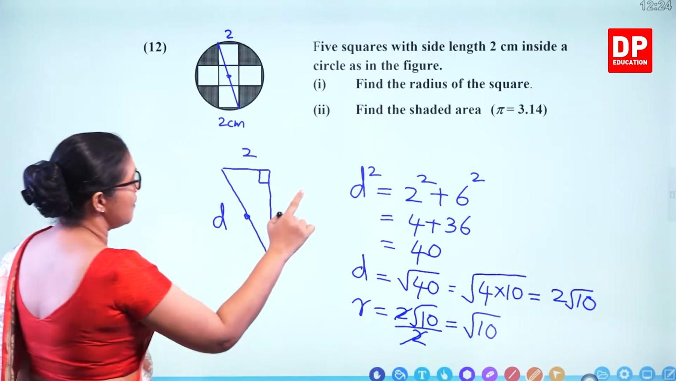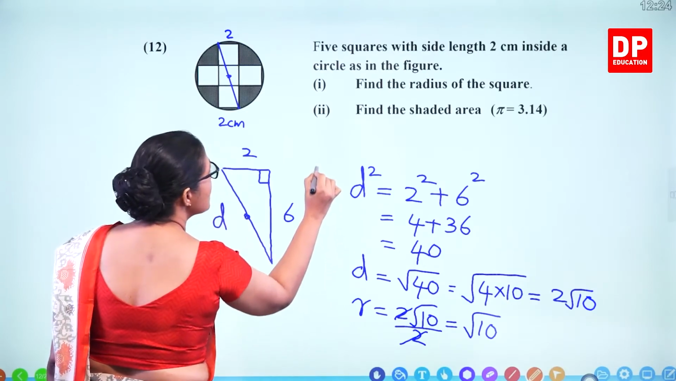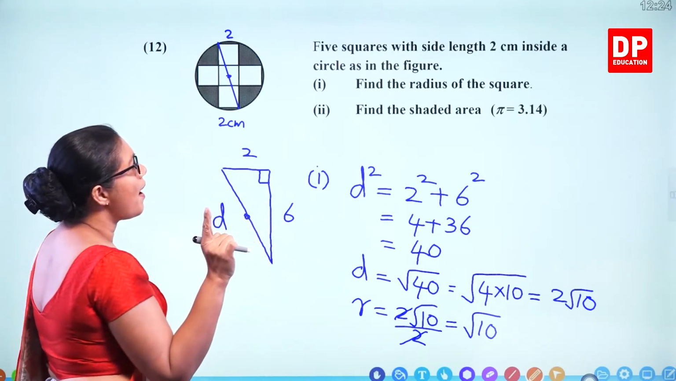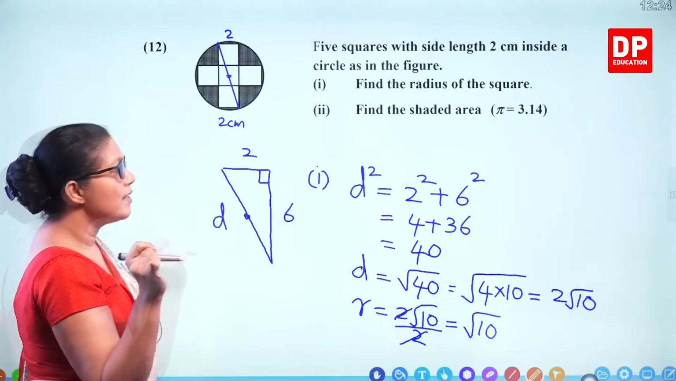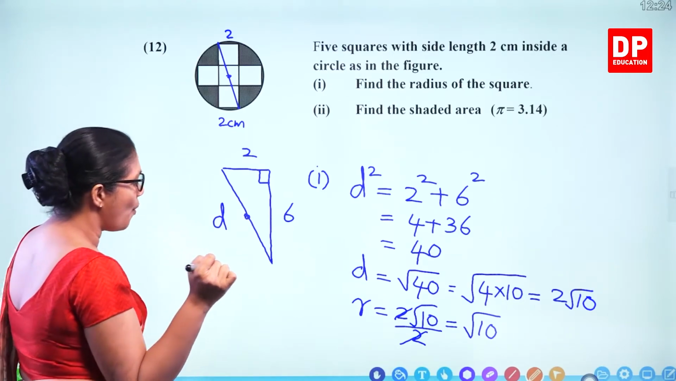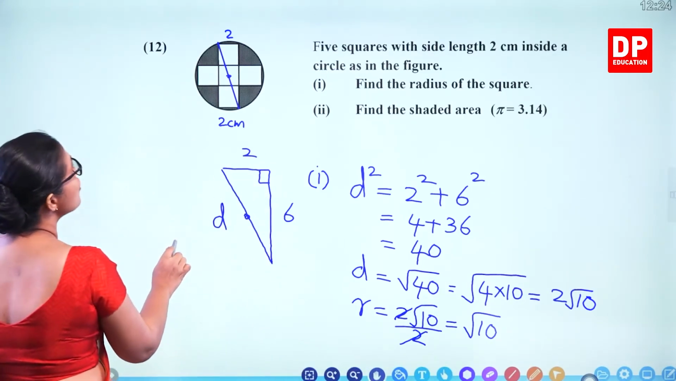You can find out the next one. So this is the first part. What's the second part? Find the shaded area. Pi equals 3.14. So how do you find the shaded area?